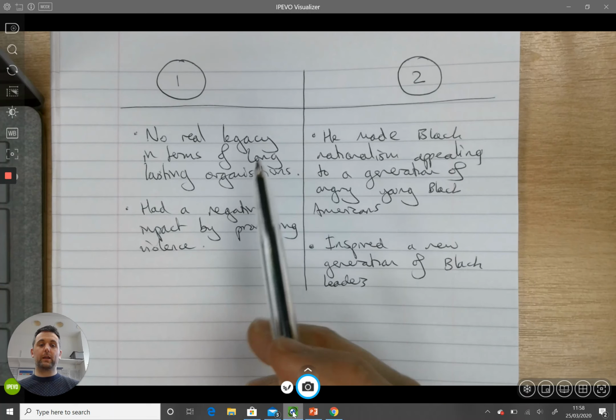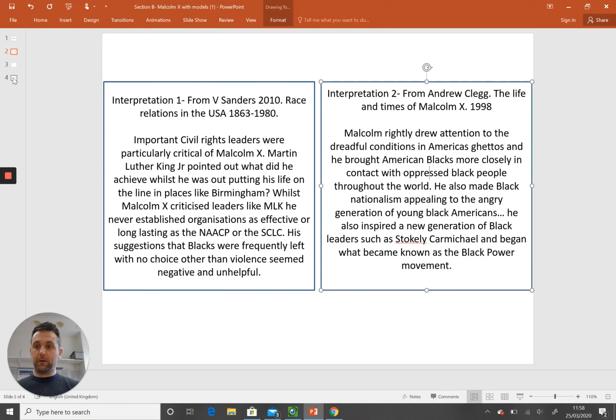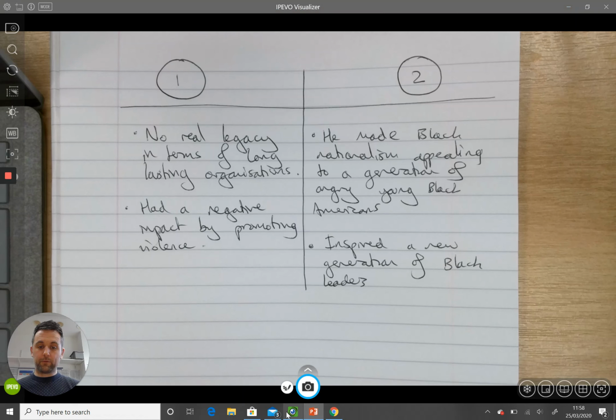If I go back to that PowerPoint and think about the way it's supposed to be set out, side 1, side 2, and then think about what I've got here on my visualizer on my page, side 1, side 2. And I've got a focus for each of the 4 paragraphs now. One paragraph would be about that lack of legacy in terms of long-lasting organisations. Another would be the negative effect he had, the unhelpful effect by promoting violence. Then I could have one about how he inspired this new generation. I could have another one about how he inspired leaders.